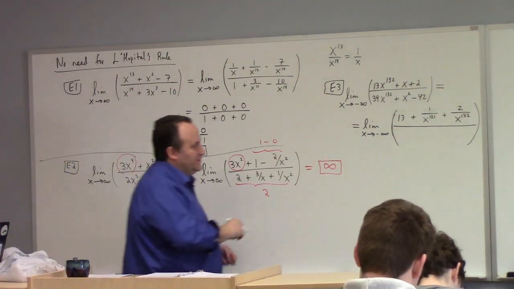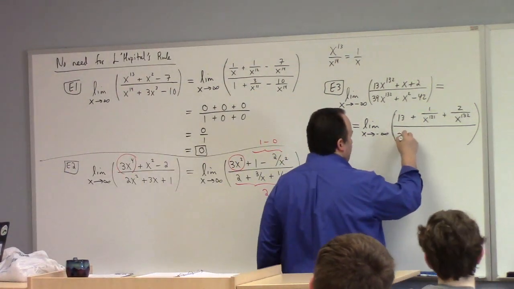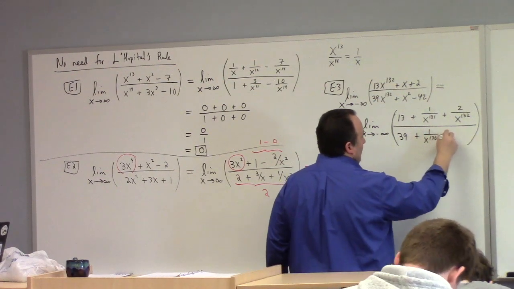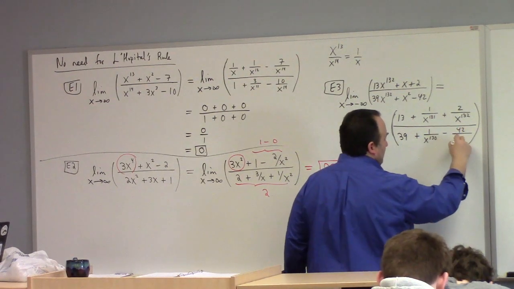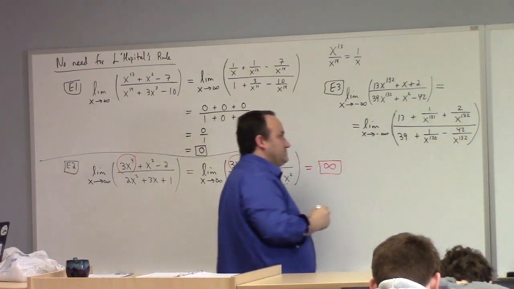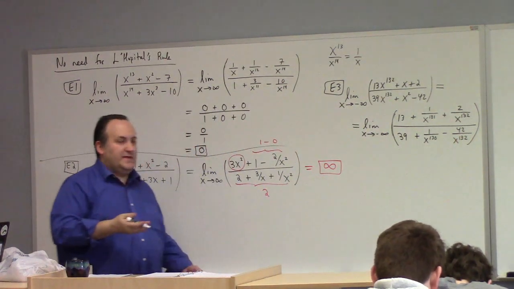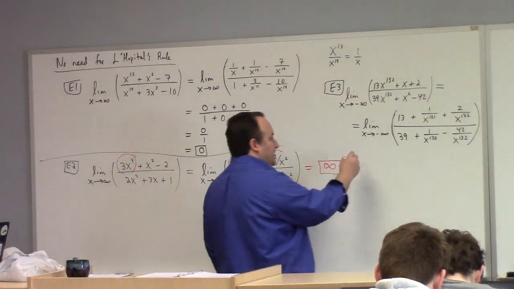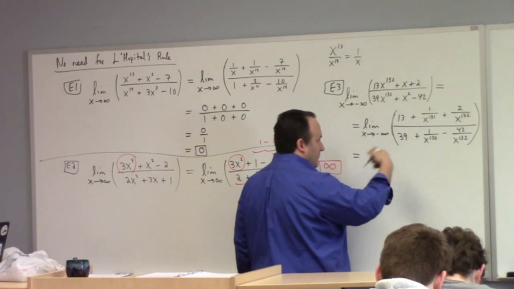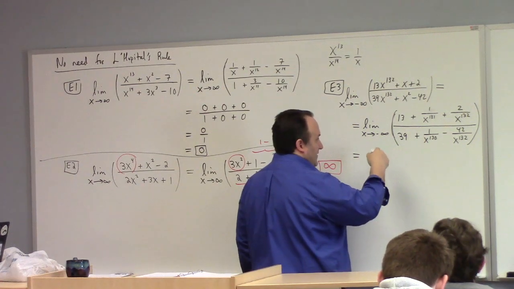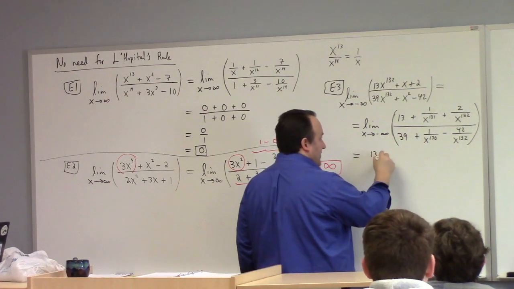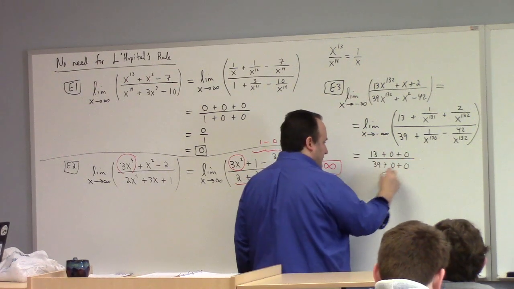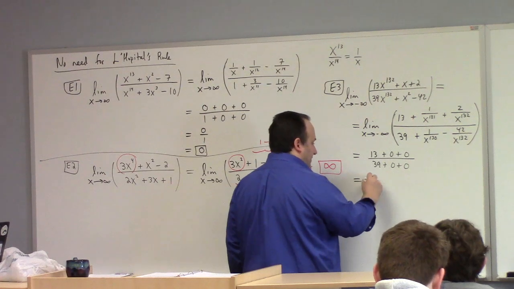And then downstairs, we've got 39 plus 1 over x to the 130 minus 42 over x to the 132, just to give you a ridiculous example. Everything there, except for the leading terms, dies to 0, right? So we can just calculate the limit as the quotient of the limits, which exist, which in this case gives us 13 plus 0 plus 0 divided by 39 plus 0 plus 0, also known as 13 over 39, or 1/3.